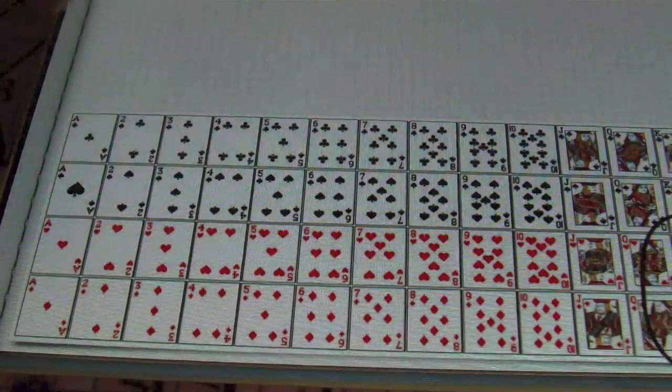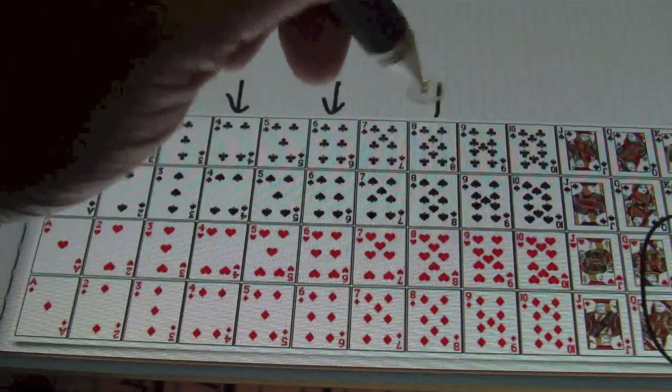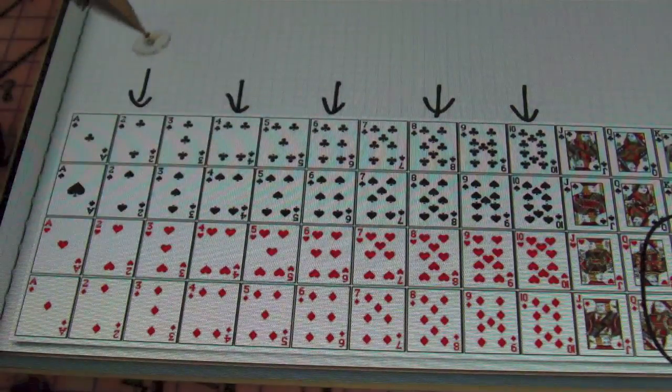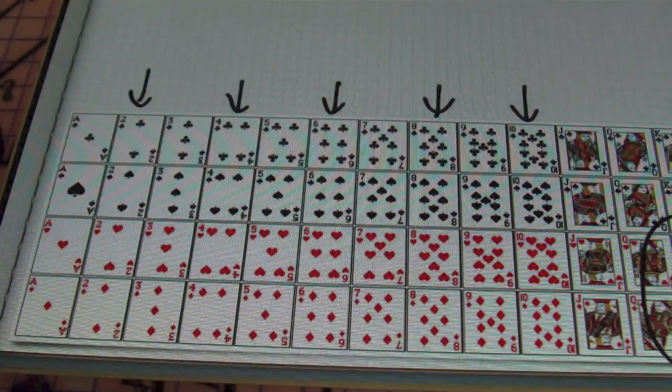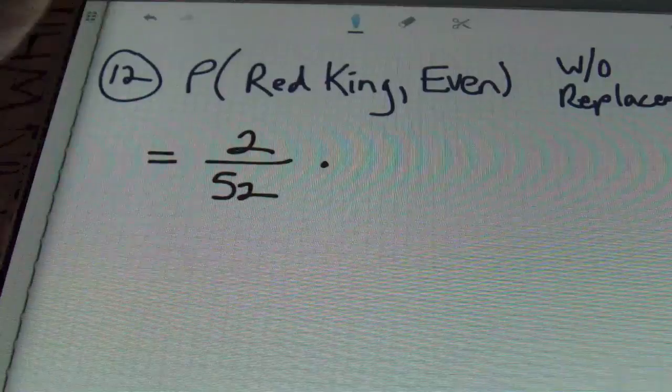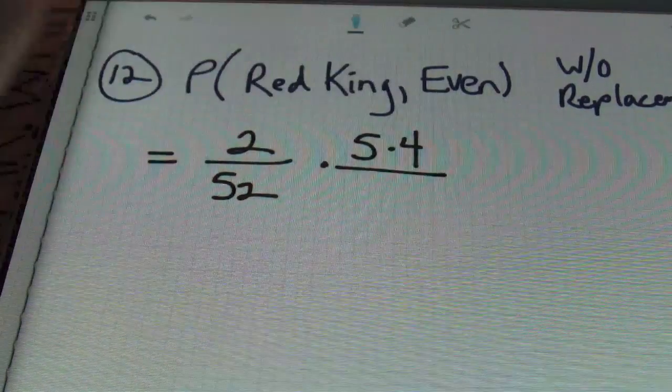All right. So where are our even numbers? Well, we have an even number here at 2, 4, 6, 8, and 10. So there are going to be 1, 2, 3, 4, 5 of these numbers that are even, and there are going to be 4 suits, right? So that means that I'm going to have 5 times 4 all over.